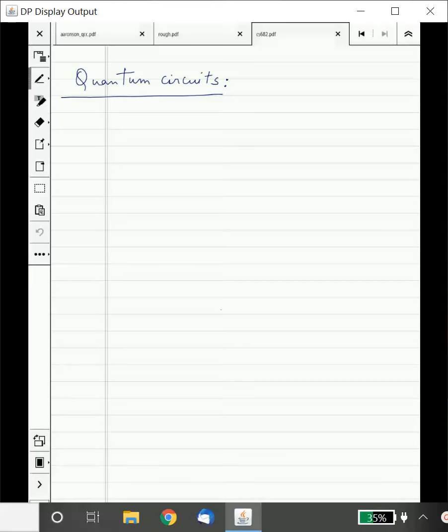We have seen classical circuits. They were made up of bits, that means classical bits, and they had wires running through them, which represented storage space.